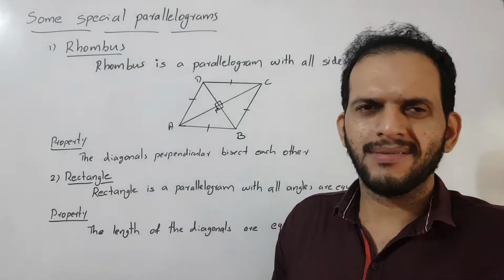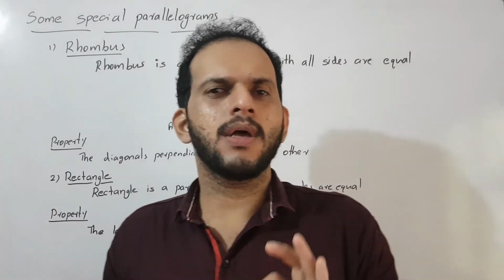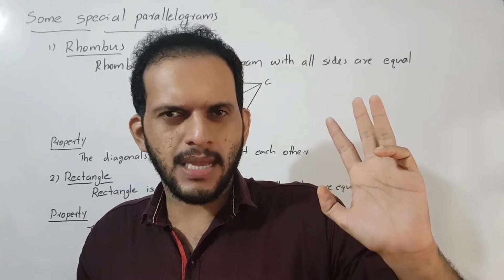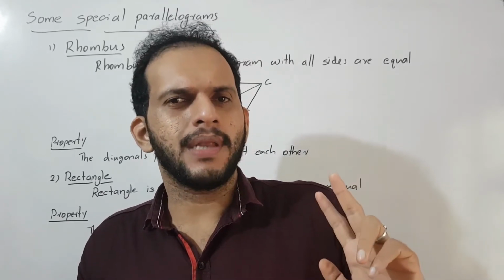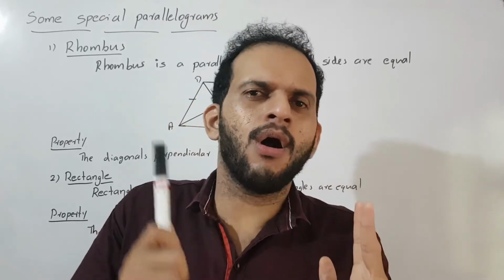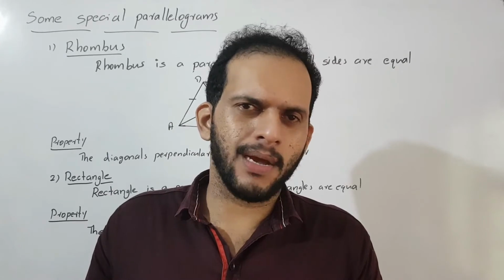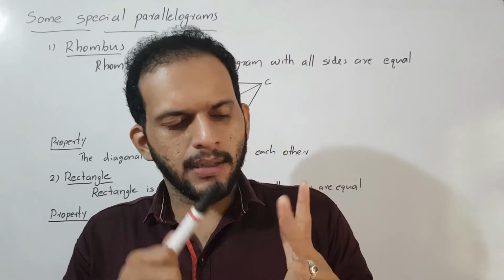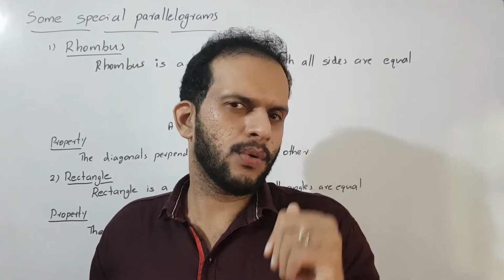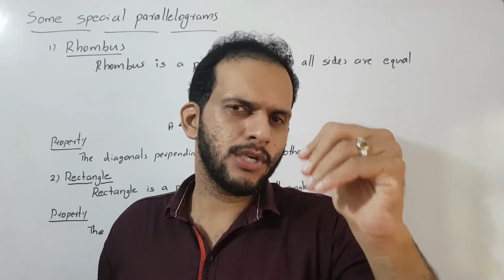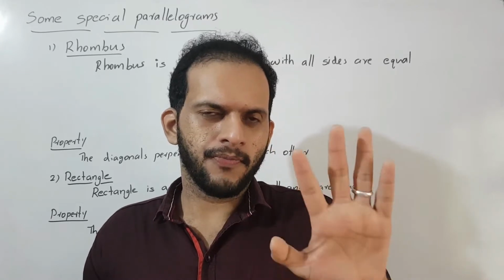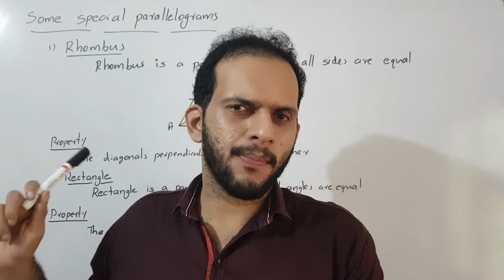So a rectangle also satisfies all the properties of a parallelogram. What are they? First one, opposite sides are equal, opposite angles are equal. Here the second property is not important. Why? Because all angles are equal. That is why opposite angles are also equal. Clear? Then the third one, adjacent angles are supplementary, and the fourth one, diagonals bisect each other. These four properties also satisfy the rectangle.